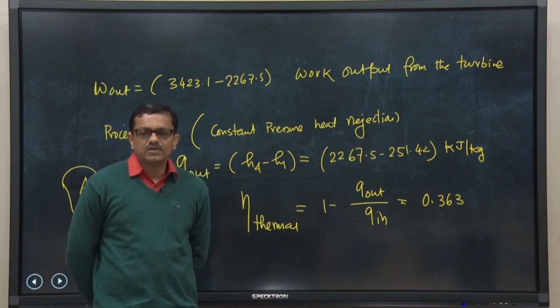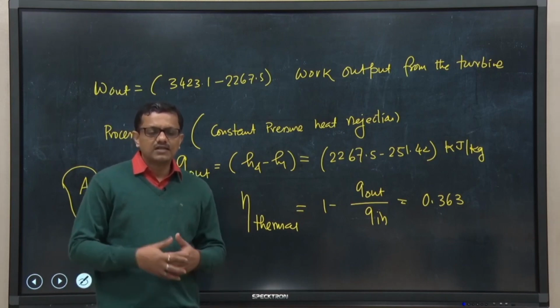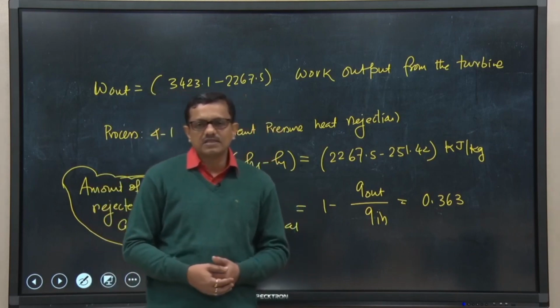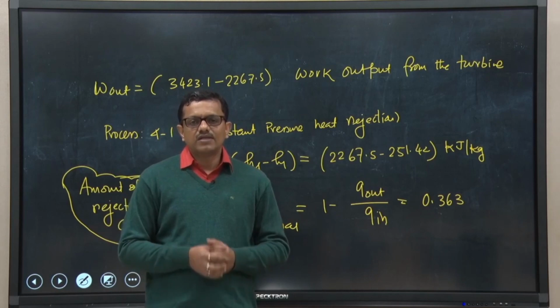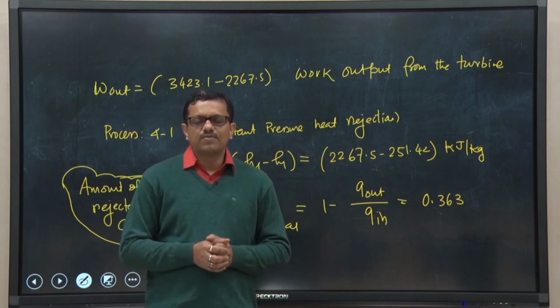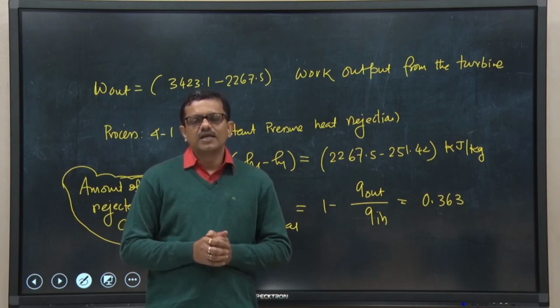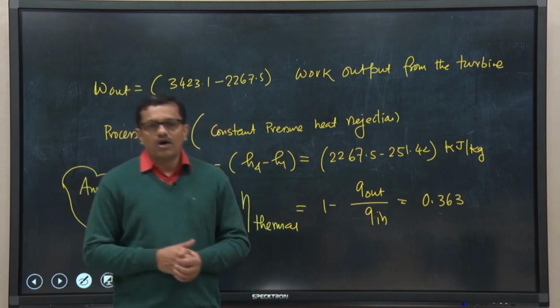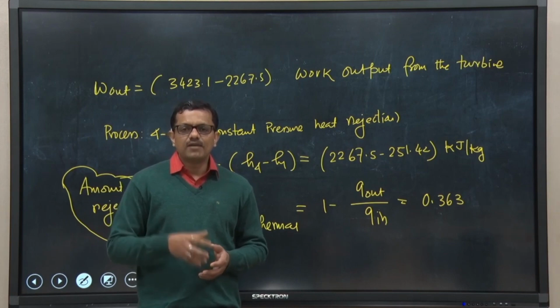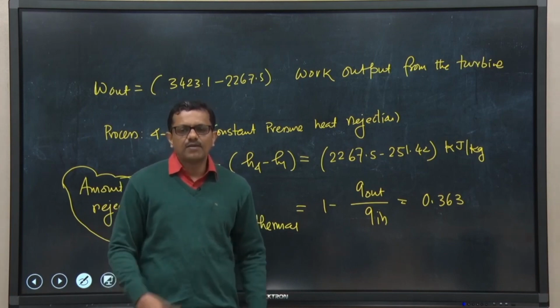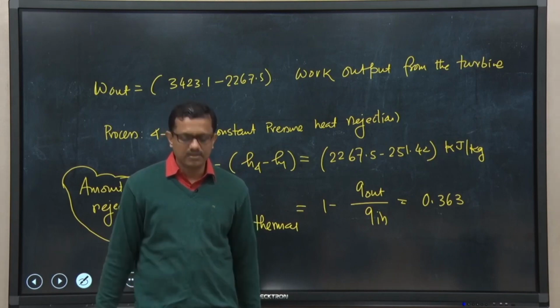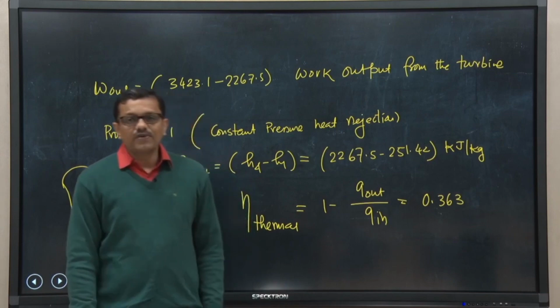To summarize what we did today, by illustrating this very simple example, we have methodically discussed all the steps involved in solving this type of problem. Before solving this type of problem, you first need to draw the schematic diagram, and then it is convenient to map all the processes in the T-S plane. Afterward, you apply the steady flow energy equation and consult the steam table. So, with this I stop here today.